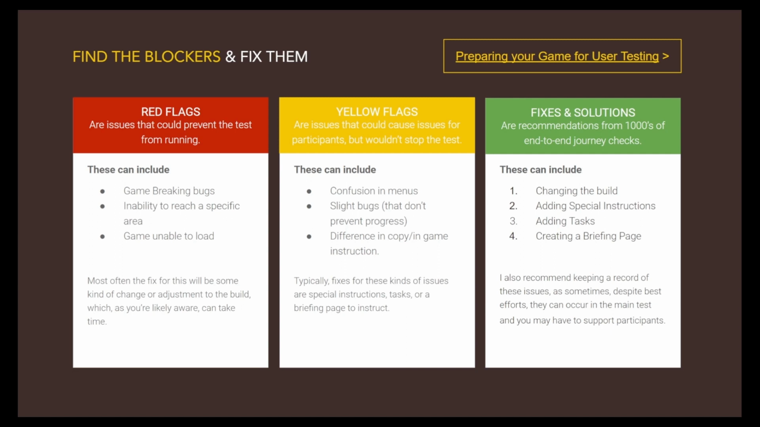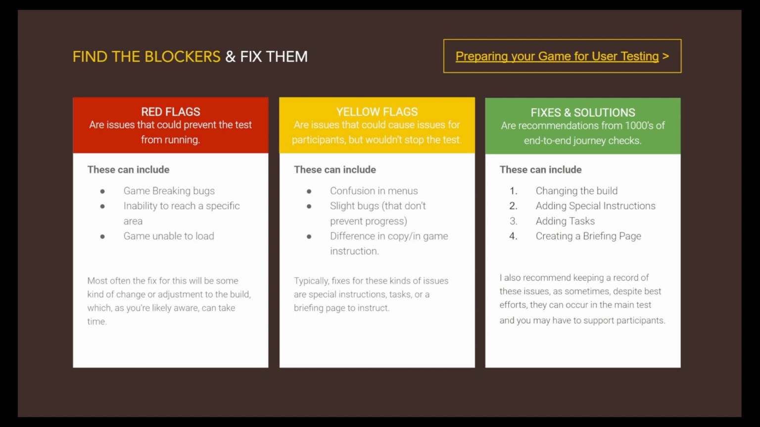Yellow flags then, they're issues that could cause progress issues for the participants, but wouldn't stop the tests. So things like confusion in menus, maybe it's not super clear where they should go. Slight bugs that don't prevent progress. Maybe there's some kind of bug where a button doesn't work one time out of 15 or whatever. A difference in the copy versus the in-game instructions.